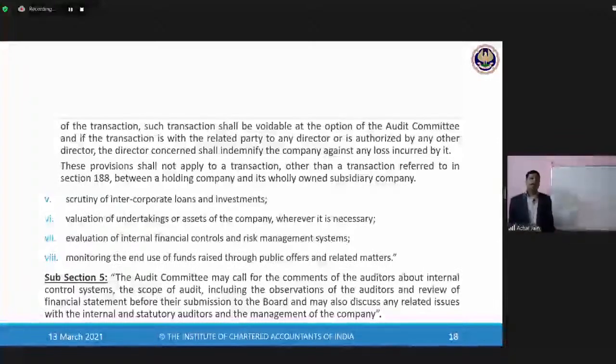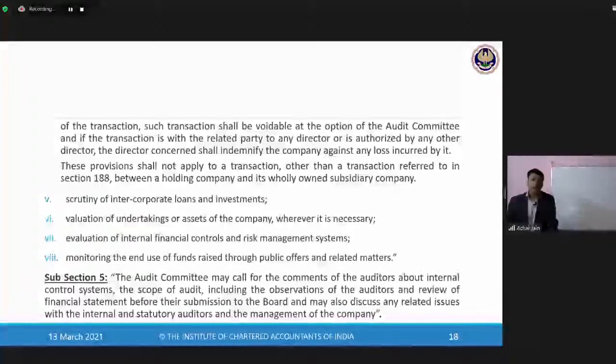Evaluation of internal financial controls and risk management systems. Monitoring the end use of funds which are raised through public offers and release matters. All of this is the responsibility of whom? Audit committee. And most of these responsibilities we also saw to be similar in case of LODR regulations. Clear? Yeah. So let's look at some more requirements related to the audit committee.